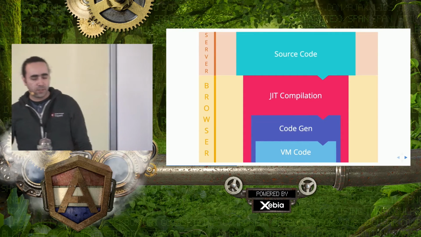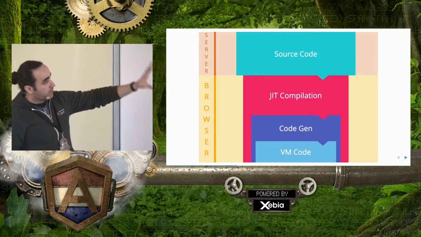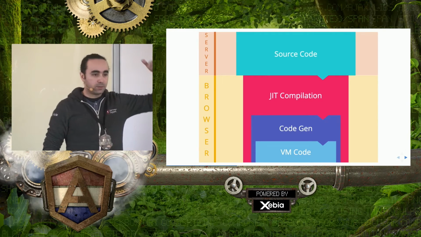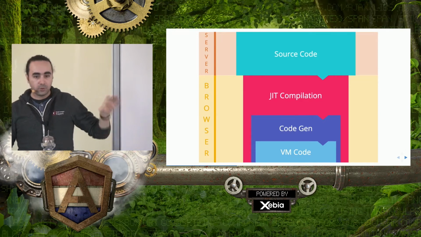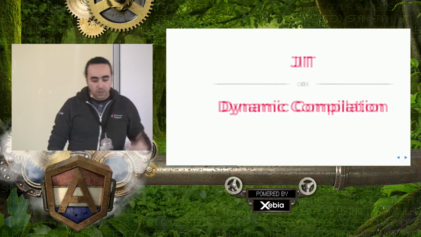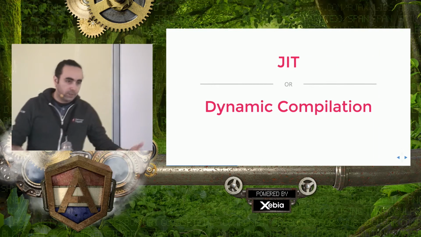Not mentioned in Universal here. So everything gets compiled, run, transformed on the browser at runtime. So this we call dynamic.